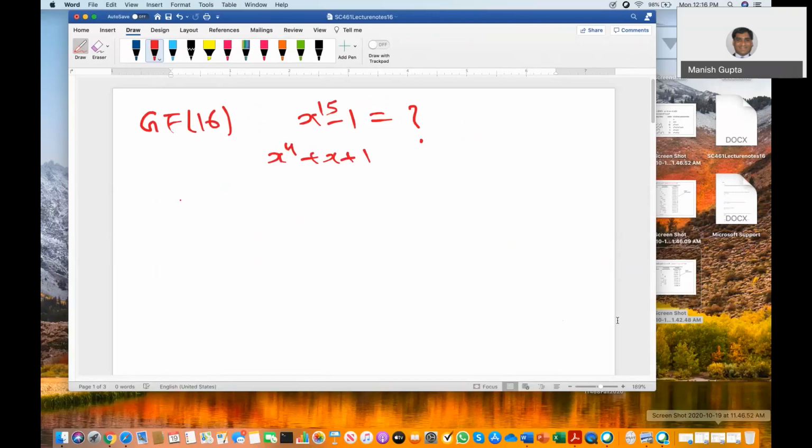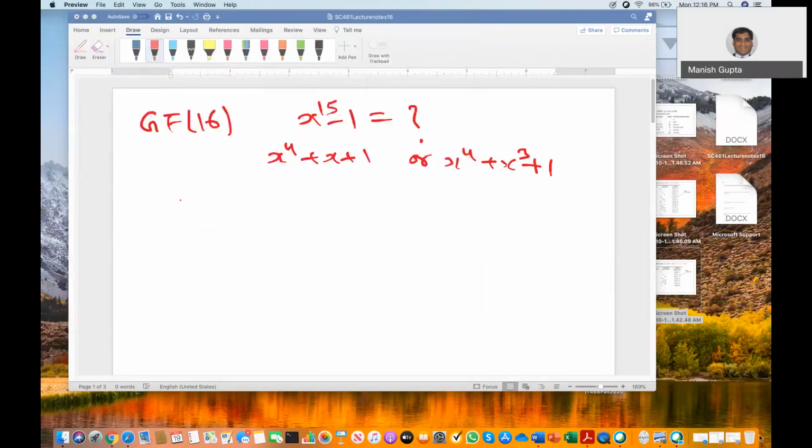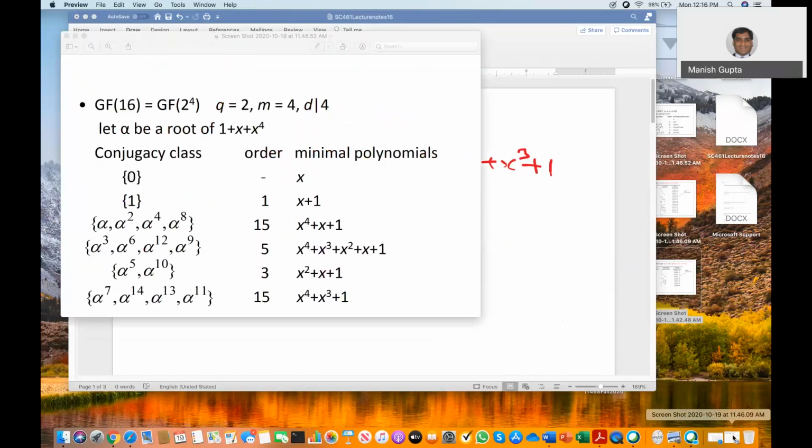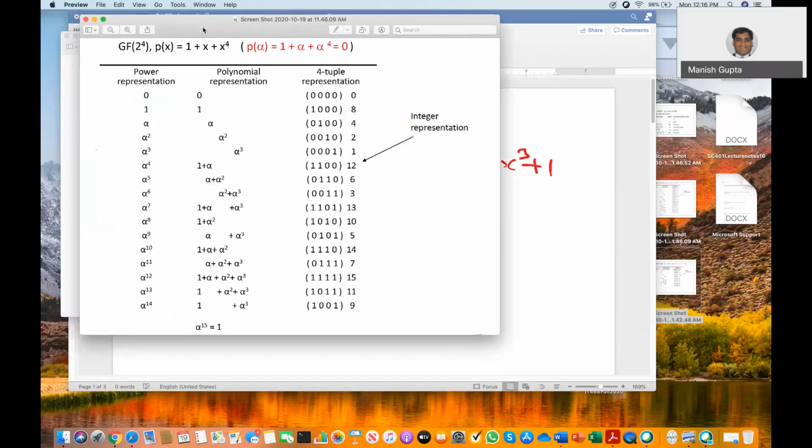Or you can take the other polynomial, whatever. I mean, you can take any one of the polynomials, or you can take x raised to 4 plus x cubed plus 1. Both are irreducible polynomials, and you can use them to construct the field. This I have shown you with respect to 8, and I will show you with respect to 16. So for 16, you can see that the arithmetic will be like this.